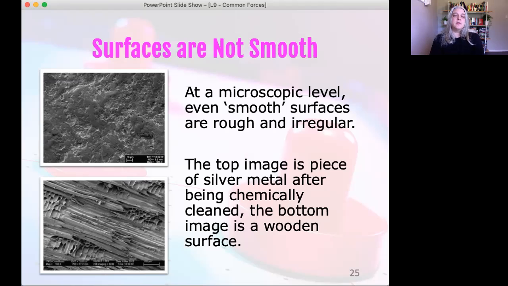The bottom image is a wooden surface, and wood, being part of an organism, part of a tree that's been cut and treated and processed. Again, you can sand it down, you can polish it and fill in some of those gaps. You can make it smooth, but naturally wood is pretty rough. So these surfaces are not smooth. And if you try to push them past each other, then the rougher and bumpier they are, the harder time they're going to have moving past each other, because at that microscopic level, you've got bumps trying to get past bumps.